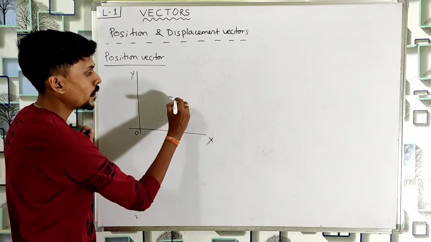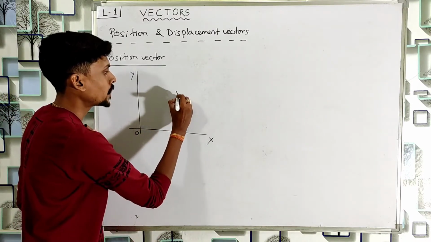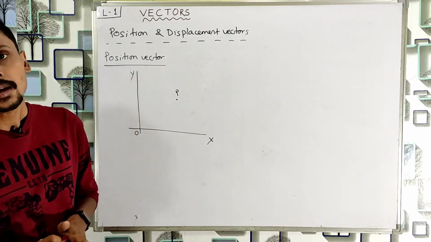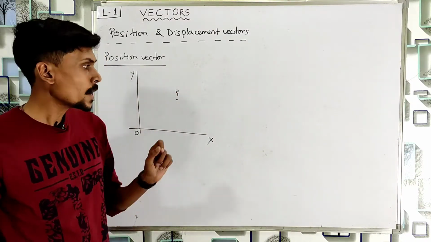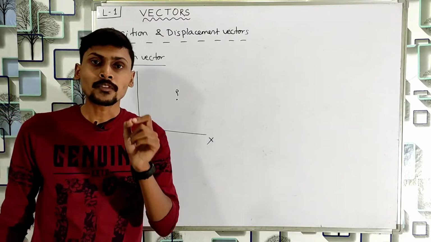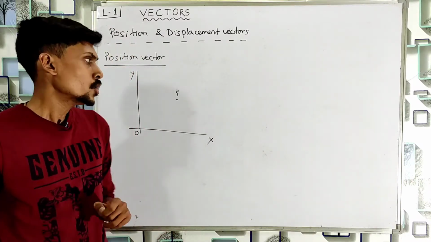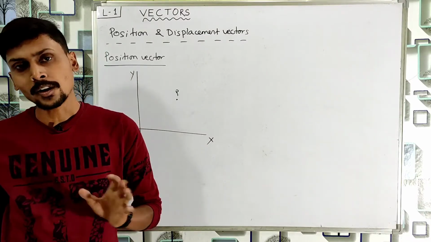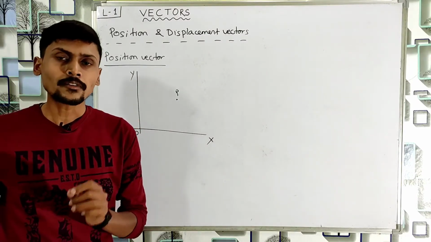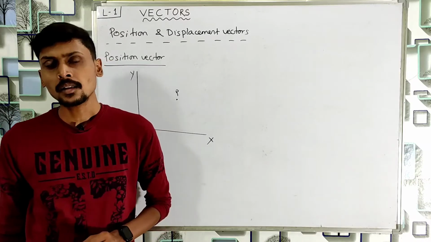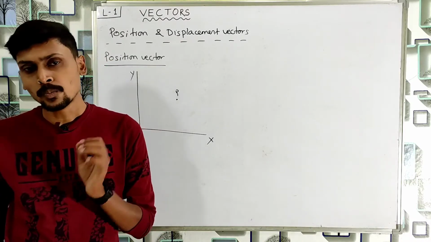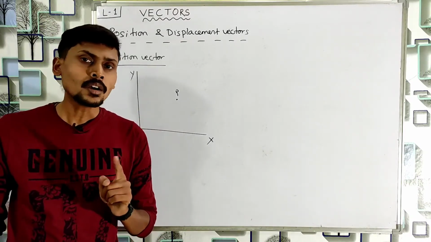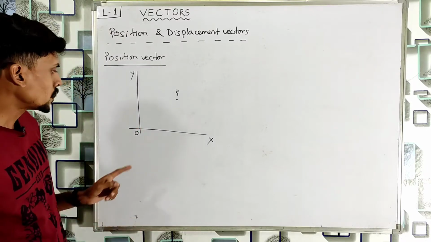Suppose a point P is located here. A point P is located here. So the position vector of a point P, what does it mean? The position is measured with respect to the origin. The position of a point or of a particle or of a body is measured with respect to the origin. So this is the origin.